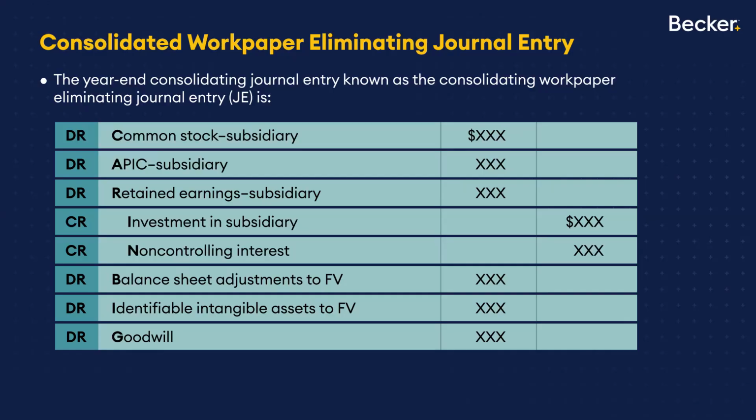So put it all together and a prototype journal entry, EJE, would look like this. You'd have debits to CAR, credits to I, and if there is a non-controlling interest, the N, and then debits to B, I, and G.